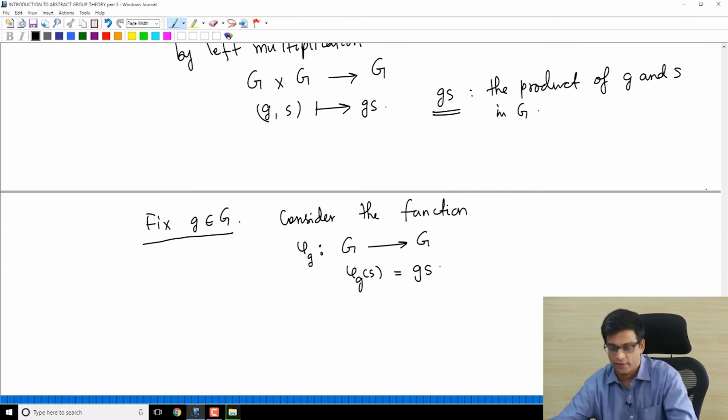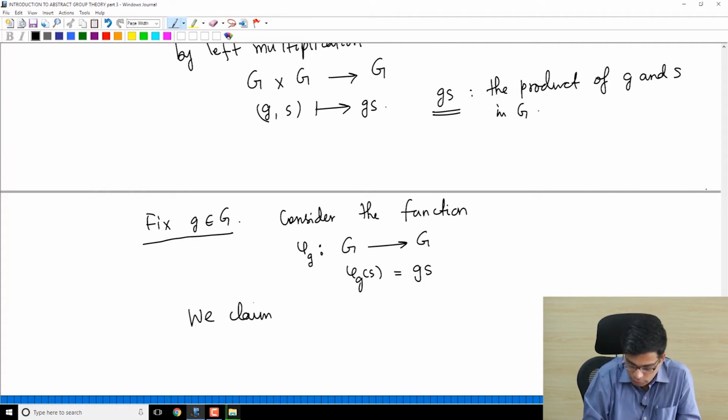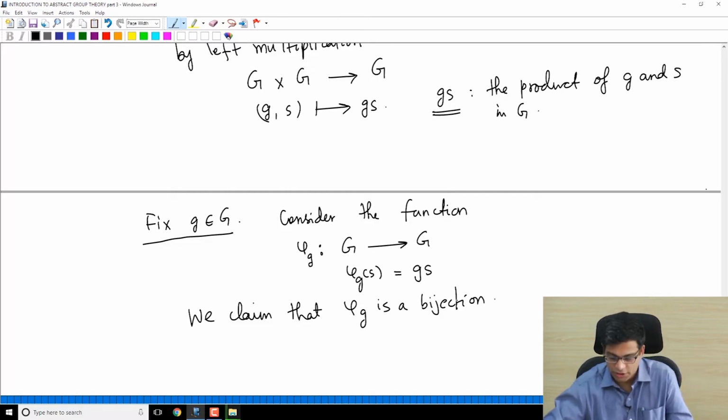So remember, G is playing two avatars here. One is as a group, the other is as a set. Here I am thinking of G as a set. I am fixing a group element g. I am giving you a function on the set to itself. It's a function from the set G to the set G. Because it is determined by small g, I am going to denote the function by phi subscript g. So what does it do? It takes an element small s and maps it to gs. We claim that phi g is a bijection.